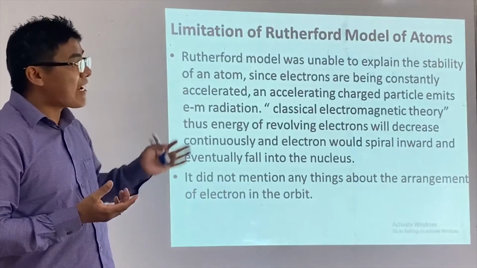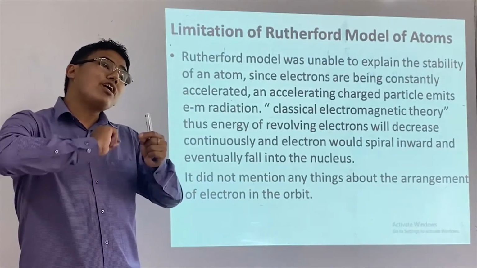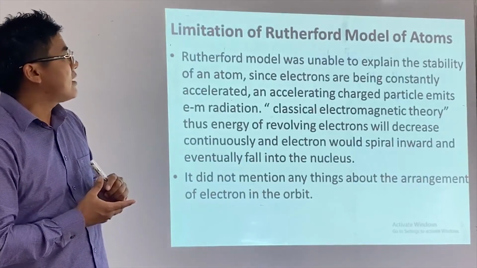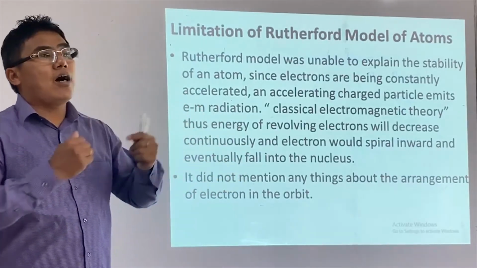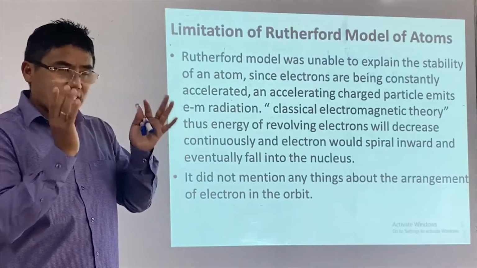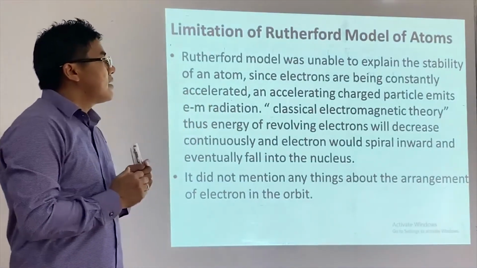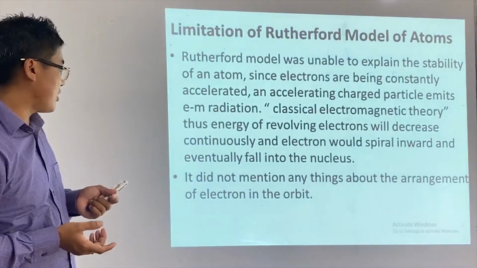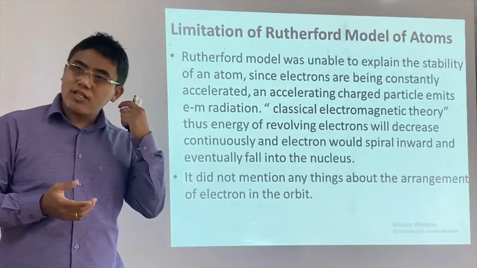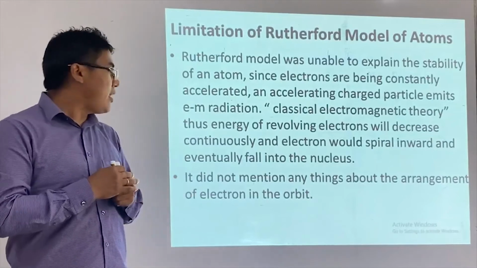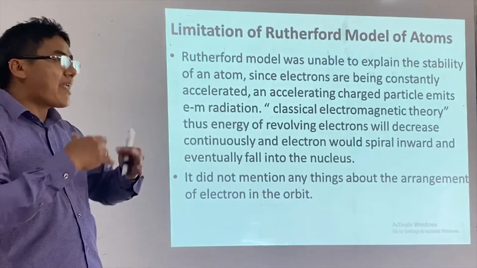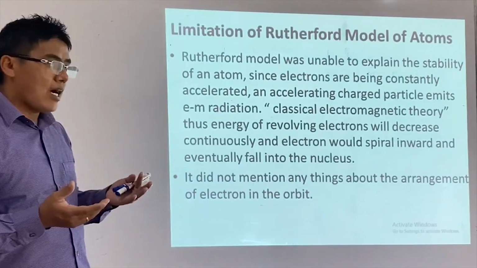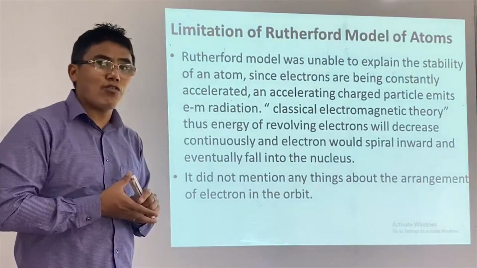If so, when the electron goes around the nucleus and keeps radiating electromagnetic radiation, then it would give a continuous spectrum instead of a line spectrum. So he was not able to explain the stability of an atom, because his model is strictly based on classical electromagnetic theory. Moreover, he talks about orbits, electrons going around the nucleus, but he could not tell the arrangement of electrons in the orbits. So these are the limitations of the Rutherford model.